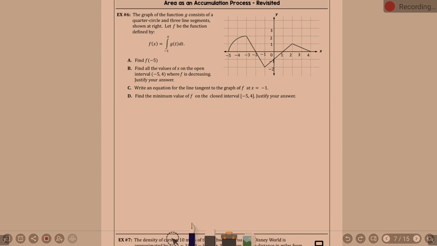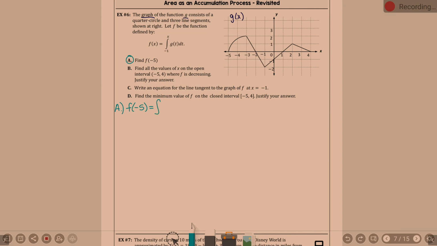Okay. Let's see. So first of all, that's why I had to go back and figure out, what is this graph of? This is g, yes? This is g of x. So just realize that. So this is what's being integrated, right? Okay. Now, they want us to find, to start off with, a, they want us to find f of -5. Well, how am I going to find f of -5?